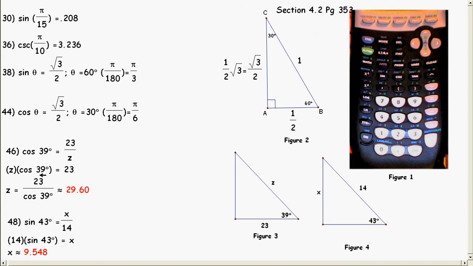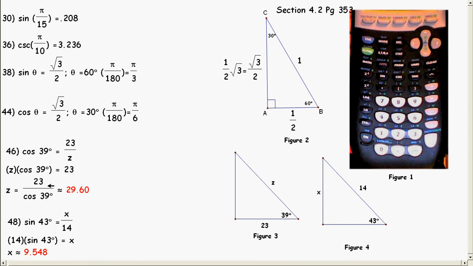If we put that in on our calculators, making sure that we're in degree mode now, so you go to your mode, make sure that it's in degree mode, and then type in the division, 23 divided by the cosine of 39. We're going to get approximately 29.60.